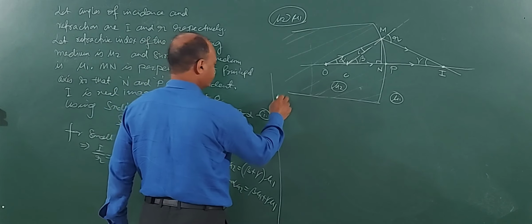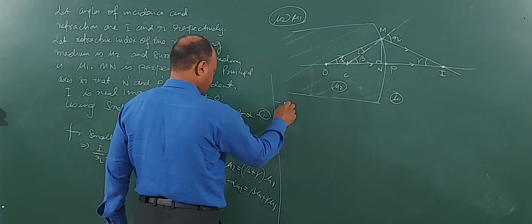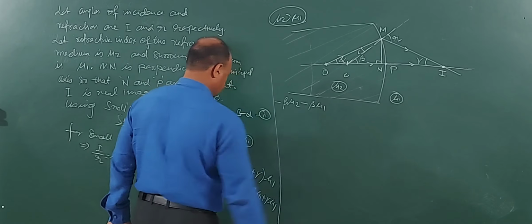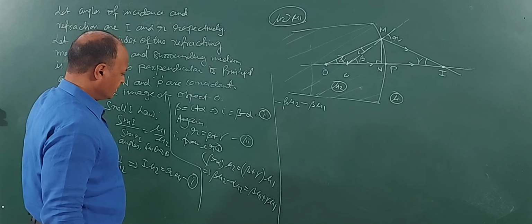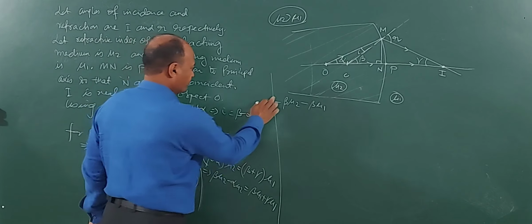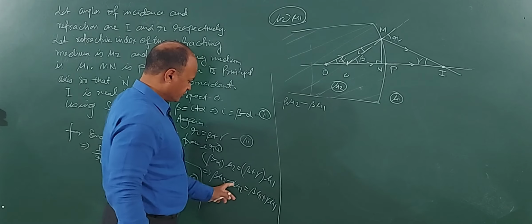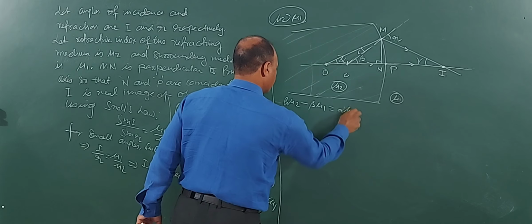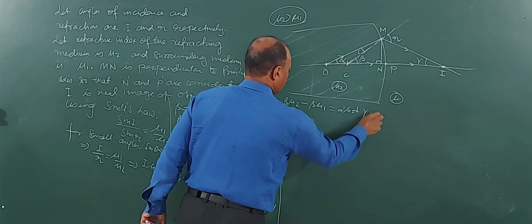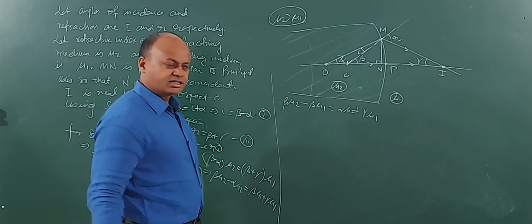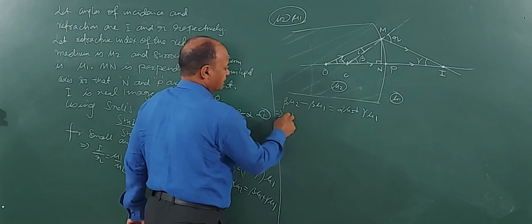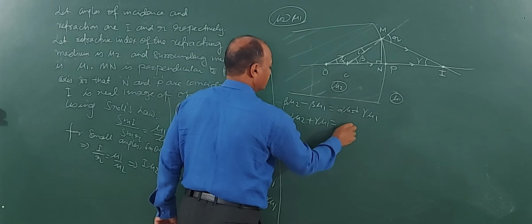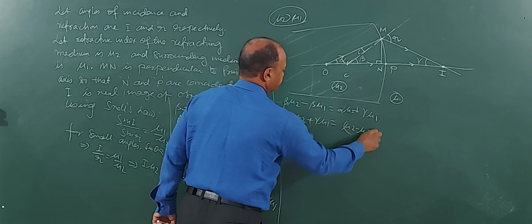Minus beta mu2 minus beta mu1, beta mu2 minus beta mu1 is equal to, take it on the right, is equal to, we have alpha mu2 plus gamma mu1. Clear? And this relation can be written also as alpha mu2 plus gamma mu1 is equal to, on the right beta is common, mu2 minus mu1 into beta.